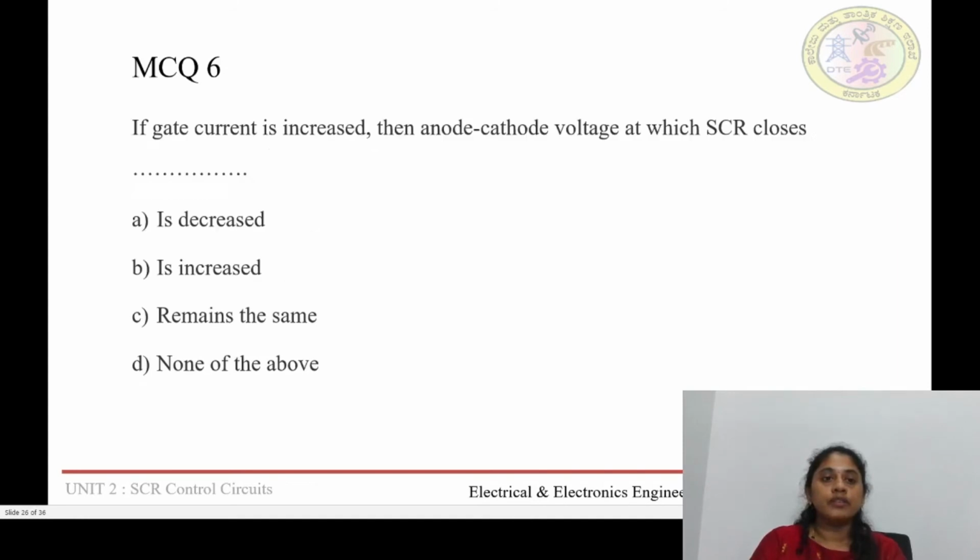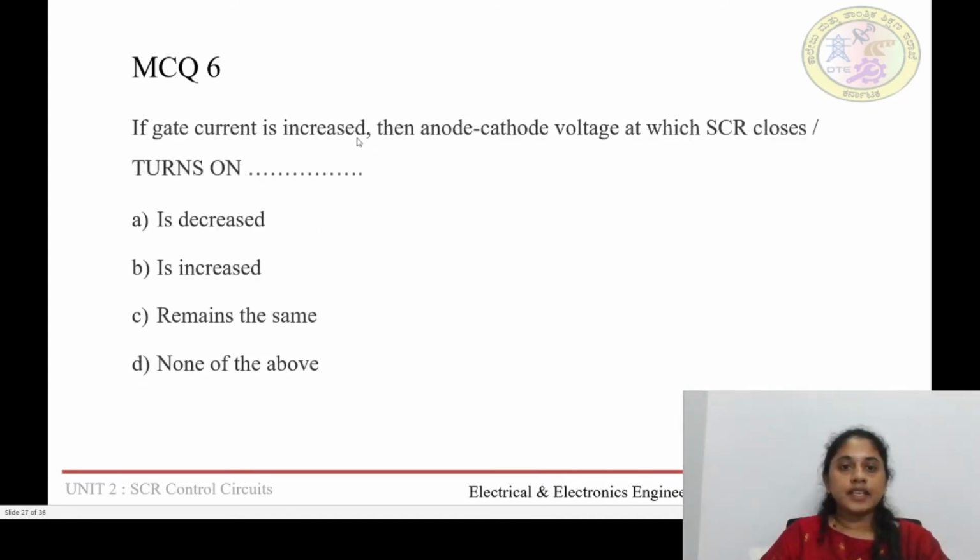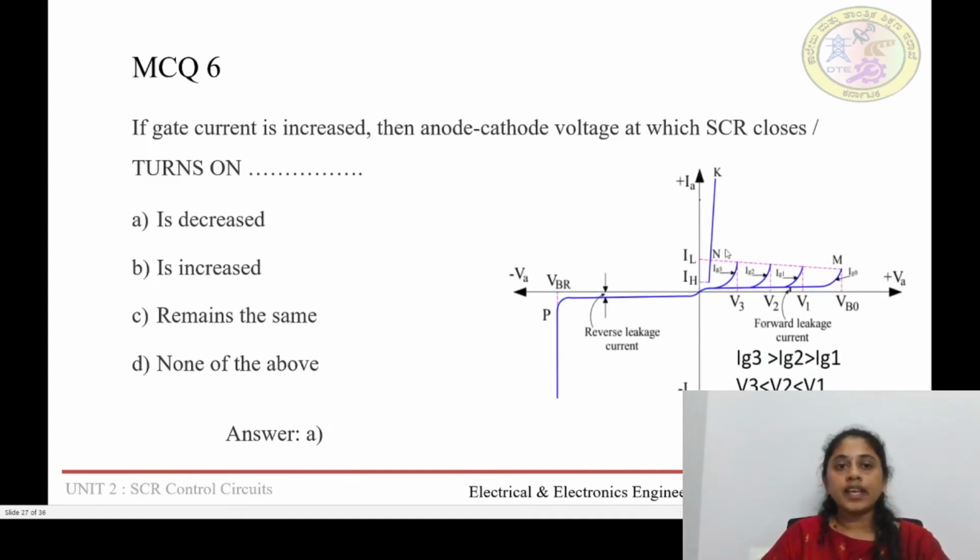Next question. If gate current is increased, then the anode cathode voltage at which SCR closes or turns on, the options are: decreased, increased, remains the same, and fourth option none of the above. Yes, the answer is A, decreased. Let us see how it is.